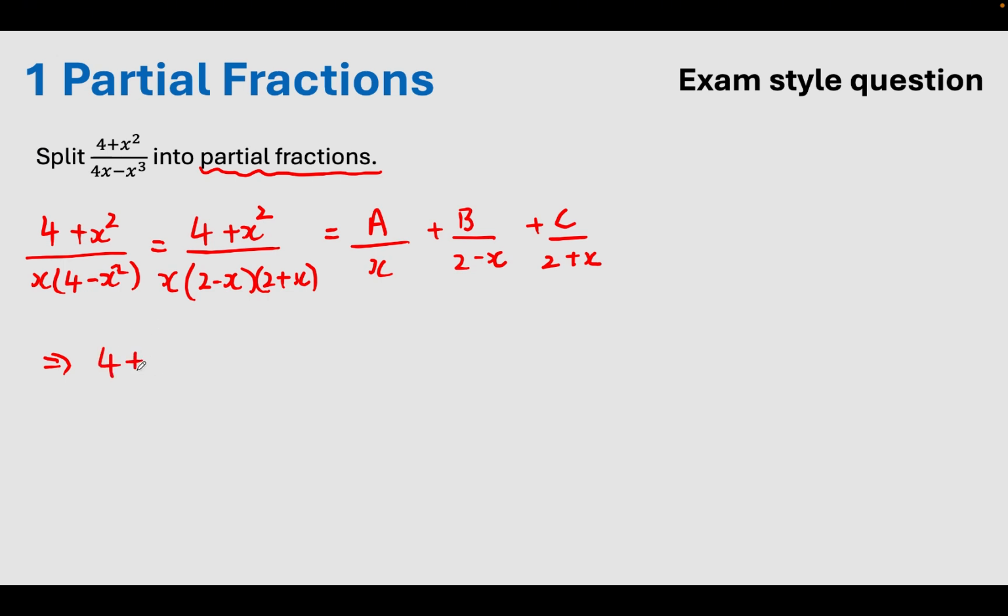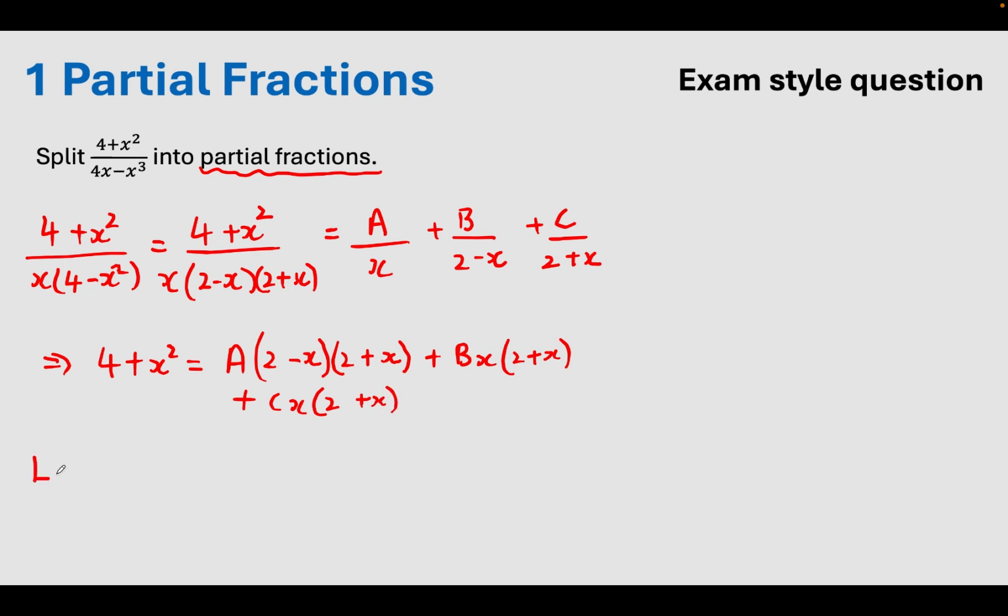So we're going to get 4 plus x squared equals a. And remember, we just get left with everything that's left. Now, for this stage, what you could actually do is just multiply up by 4 minus x squared. Okay? But I'm going to stick with the method that we've used throughout the entire video. So 2 like so, and I'll get bx 2 plus x, and I'll get c underneath here with cx 2 plus x.